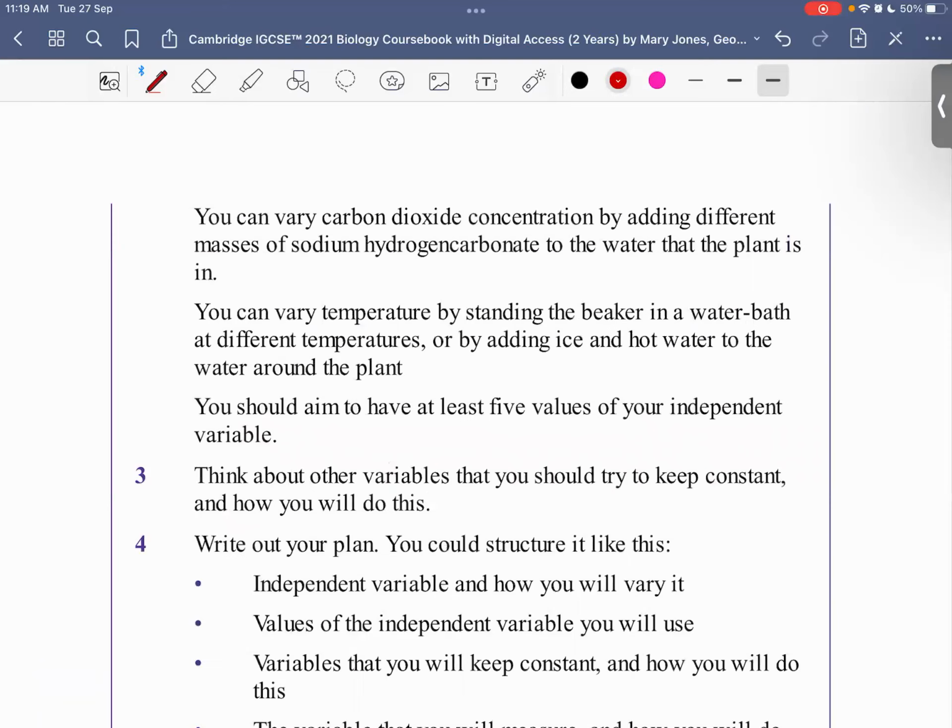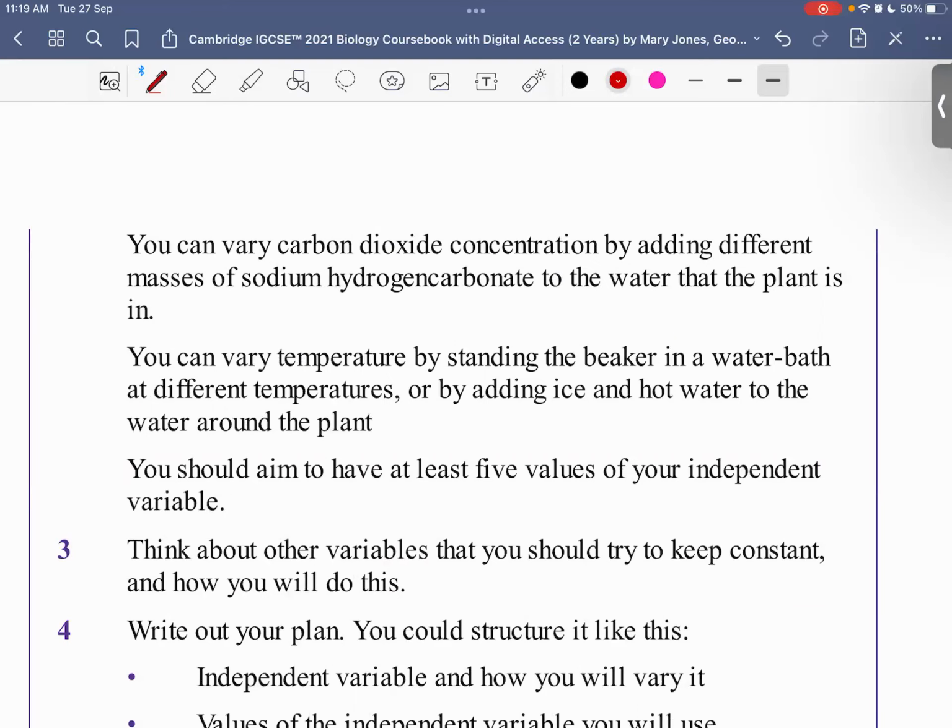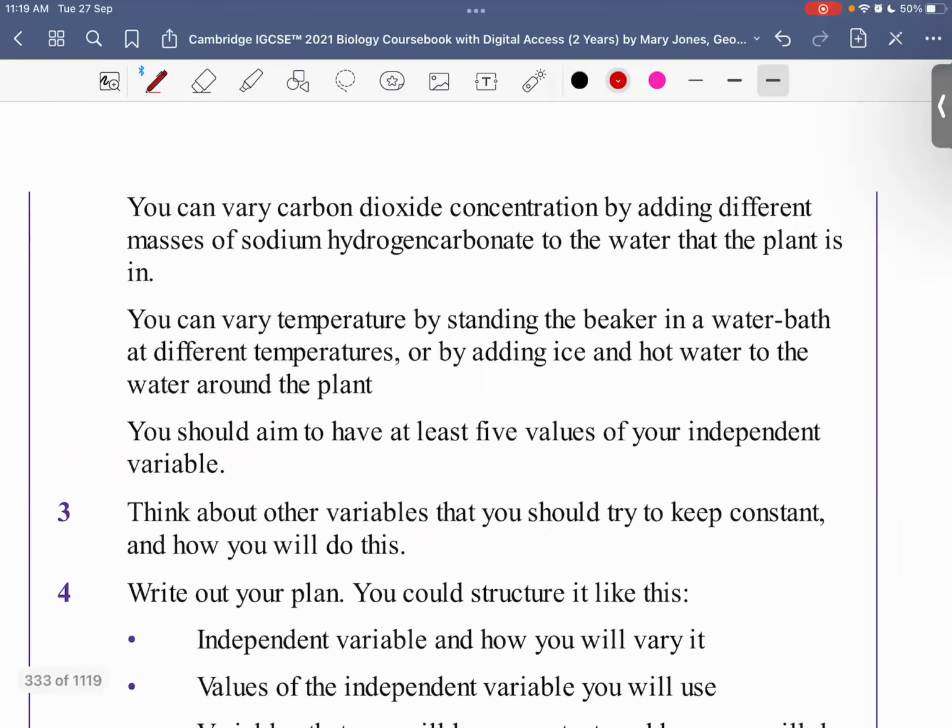Then let's see what they are doing. Yes, we have to vary CO2 concentration also. So we can vary that by adding different masses of sodium hydrogen carbonate to the water that the plant is in. Makes sense, isn't it? For example, I'm making a sodium hydrogen carbonate solution. If I'm choosing 5 different carbon dioxide concentrations, maybe for the first one I'm using 1 gram, for the second one 2 grams, and 3 grams. But again, these concentrations should be equally spaced. They shouldn't be weird, okay? Temperatures should also be equally placed.